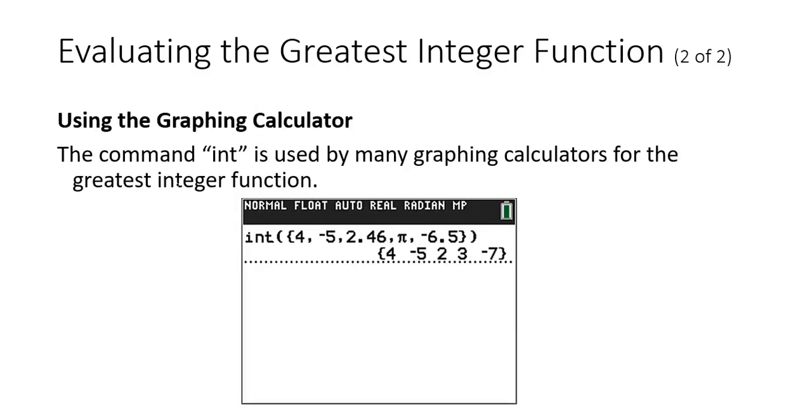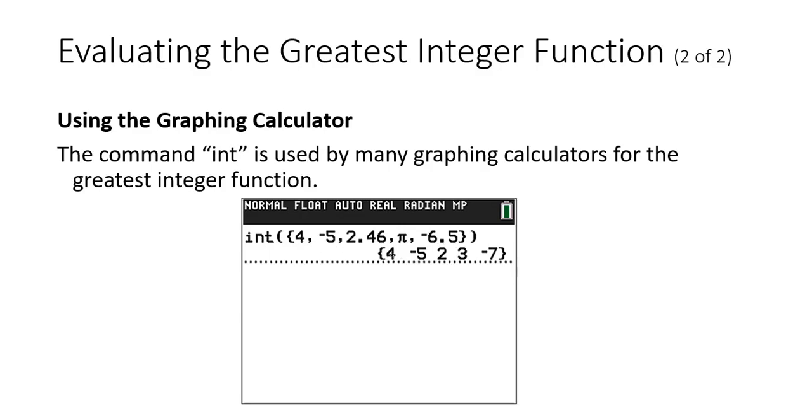You can always use your calculator to find this value. The most common function key that you can look for in your calculator is int. The command int is used for many calculators to find the greatest integer function. So as you can see, we're putting int, and then we put these values 4, -5, 2.46, pi, -6.5, and the calculator calculated what we did earlier.